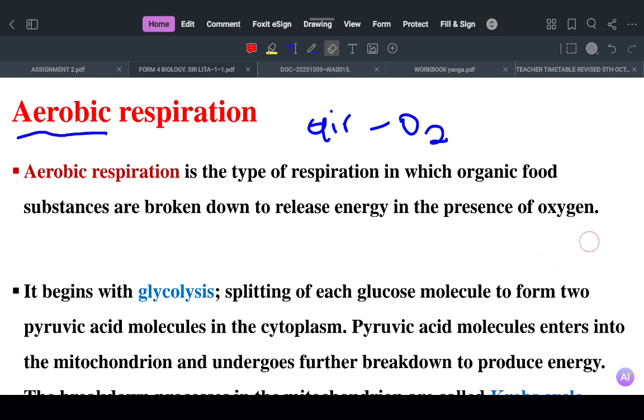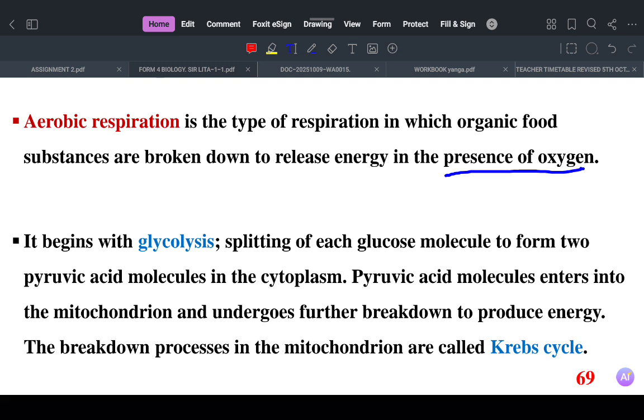They may ask you, in a 1-mark question, to define the term aerobic respiration. It is the type of respiration in which organic food substances are broken down to release energy in the presence of oxygen. Aerobic means having to do with air, and the component of air that is used for the process is called oxygen. So like we mentioned earlier, the process begins with glycolysis.